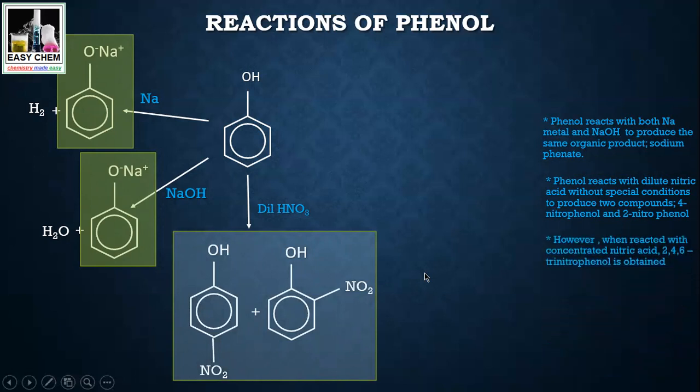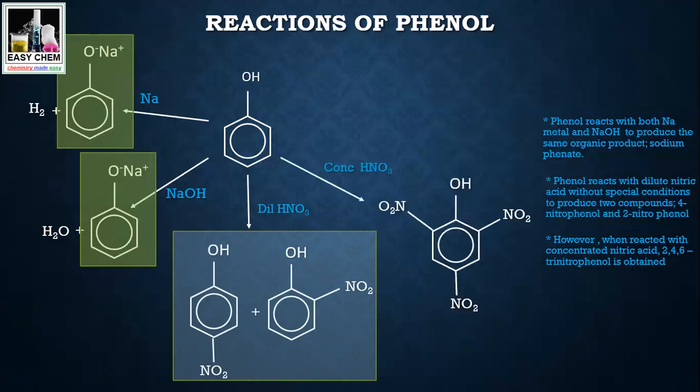However, if you add concentrated nitric acid, then you get only one product. We don't have to have sulfuric acid, 50 to 55 degrees Celsius, nothing. You just add concentrated nitric acid, and just one product will be formed, where all the 2, 4, and 6th places in the benzene ring or aryl ring have reacted with the concentrated nitric acid, and the product you have got here is 2,4,6-trinitrophenol.